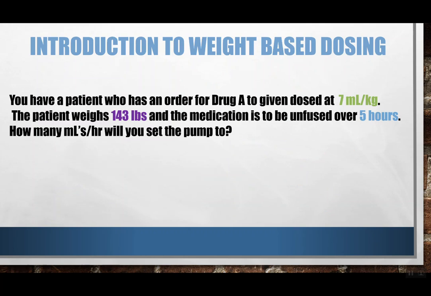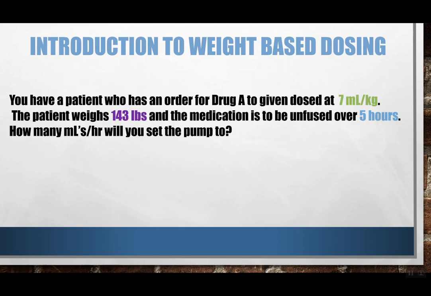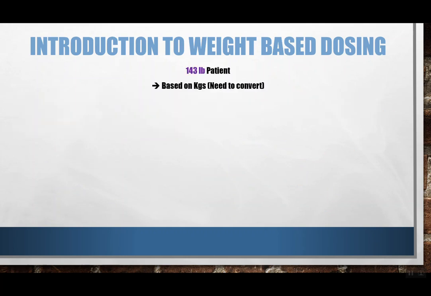Now, let's move on to weight-based dosing. You're going to be introduced to this now. You have a patient who has an order for drug A to be given at 7 mils per kilogram. The patient weighs 143 pounds, and the medication is to be infused over 7 hours. So how many mils per hour will you set the pump to? This is what we have. So we have a 143-pound patient.